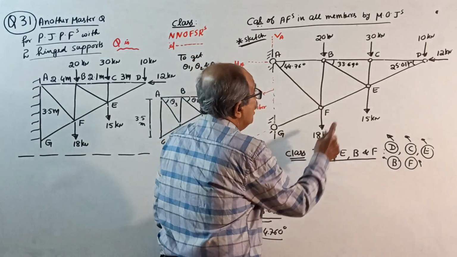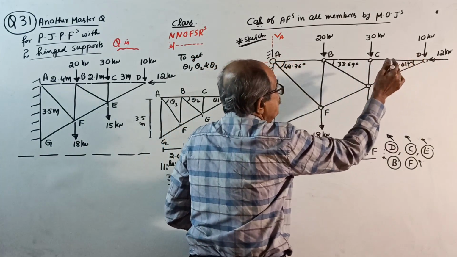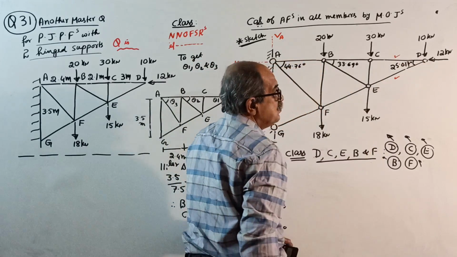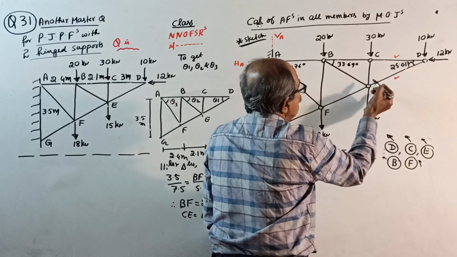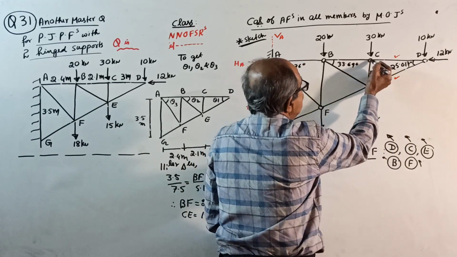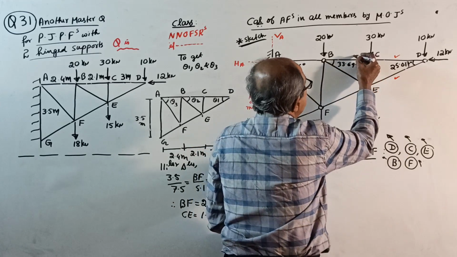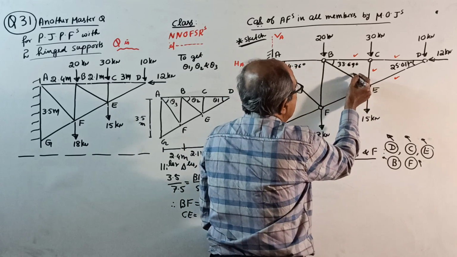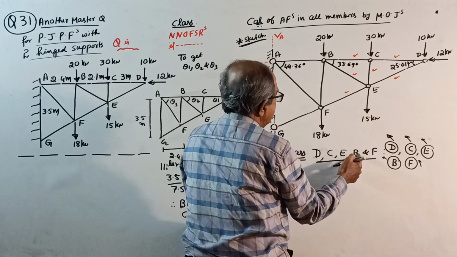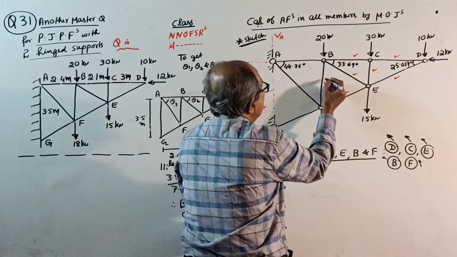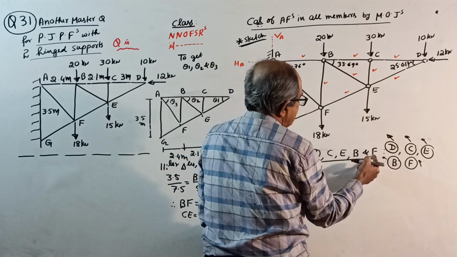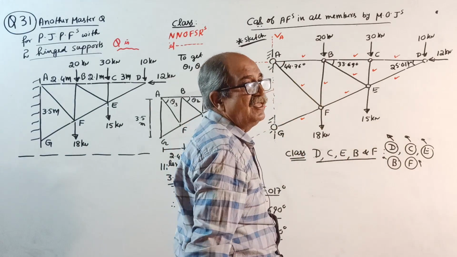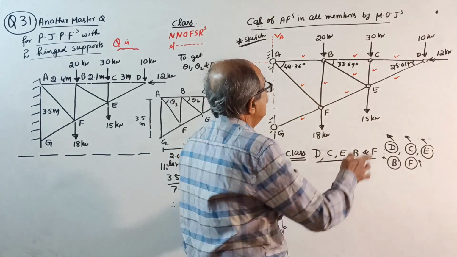You start from joint D. When you come to joint D, you get forces in these two members. After D, don't come to E, still 3 unknowns are there; come to C. You get this force and this force. After C, come to E, you get these two forces. After E, come to B, you get these two forces. After B, come to F, you get these two forces. Yes, all are over. That way you solve. Okay, now I'll remove this.